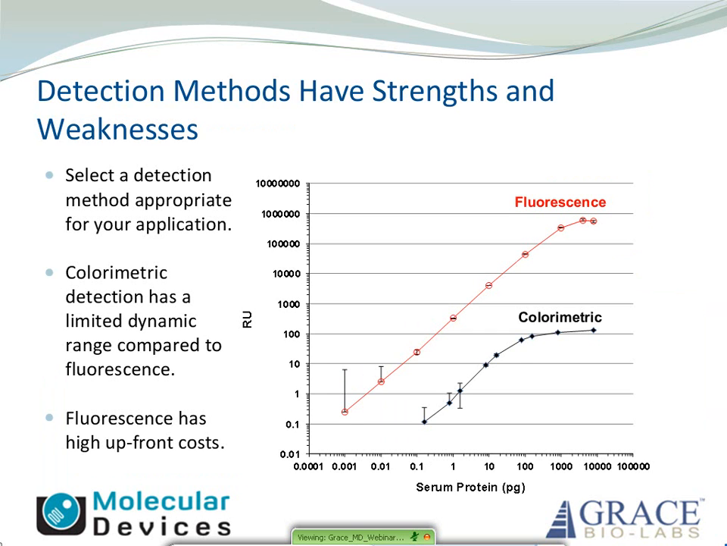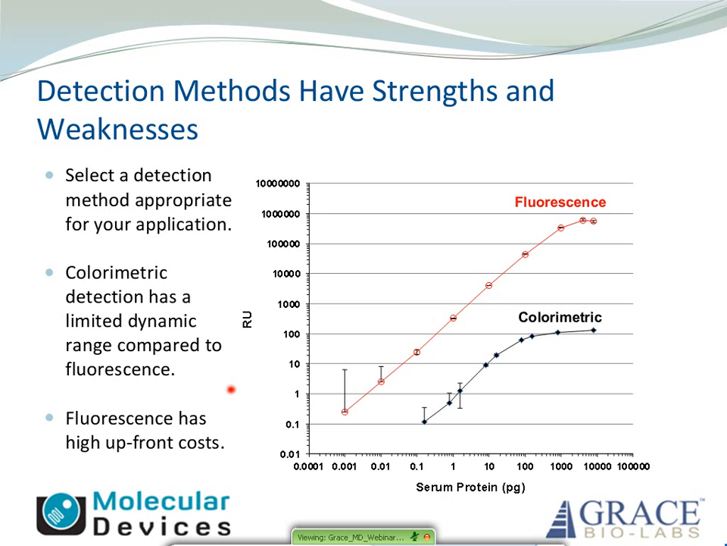So you'll want to choose a detection method which is appropriate for your application. For example, here is some data contrasting the signal dynamic ranges for fluorescence and colorimetric detection. Shown are serial dilutions of IgG, which were microarrayed versus the relative signal obtained by the two methods.